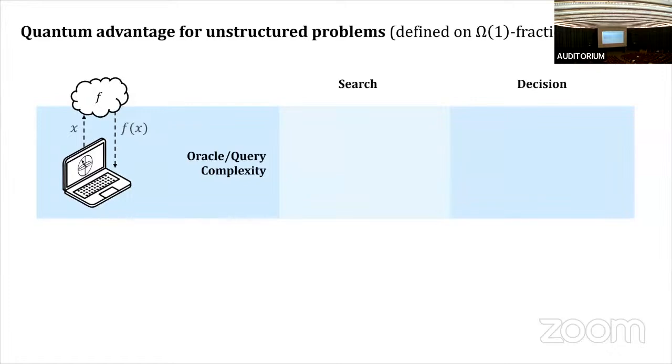And surprisingly, well, maybe not so surprisingly these days, a fundamental result in this area is that if you consider unstructured problems, here query problems where the function is drawn from a set of functions that's at least a constant fraction of all functions, there's at most a polynomial quantum advantage. So there is some quantum speedup, but for decision problems, you can't do much better with a quantum computer.